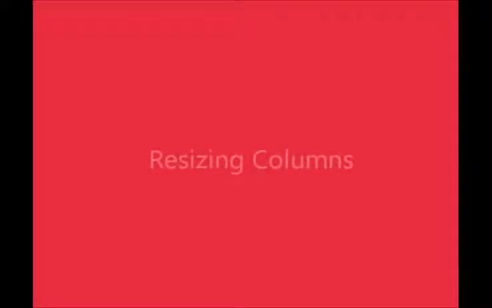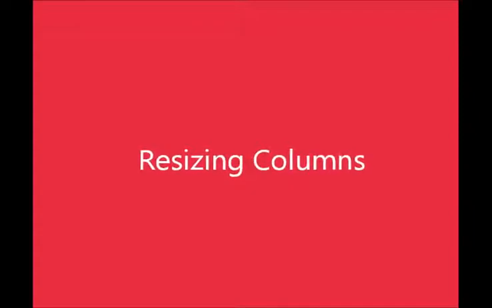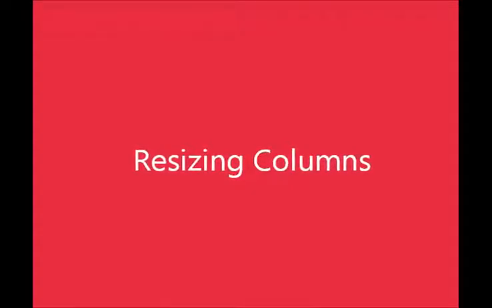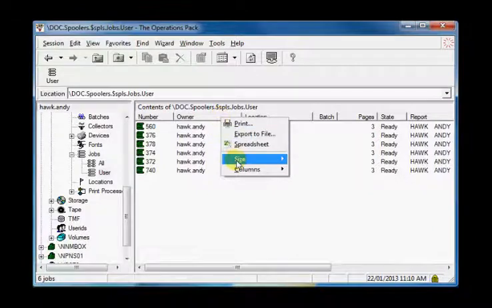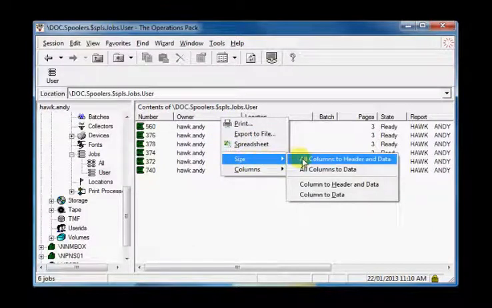The next tip shows you how to resize columns so that they display all the data available but don't waste screen space. This can make the list display look a lot neater. Right click on a column header and choose one of the options under the size submenu. In this case I'm choosing to resize all columns to the header and data widths. You can just resize a single column.